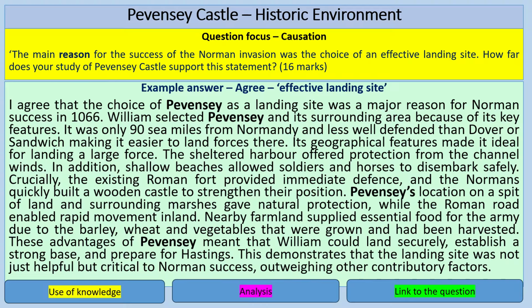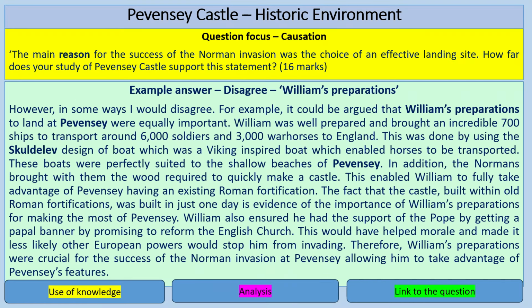Now that we've done an agree paragraph and we've got some really good analysis in there, we're going to then look at an alternative argument. So we're now going to disagree, but our central argument here is going to be around William's preparations, but how he prepared specifically to land at Pevensey, because that means we're still going to be writing about Pevensey within our answers. However, in some ways I would disagree. For example, it could be argued that William's preparations to land at Pevensey were equally important.